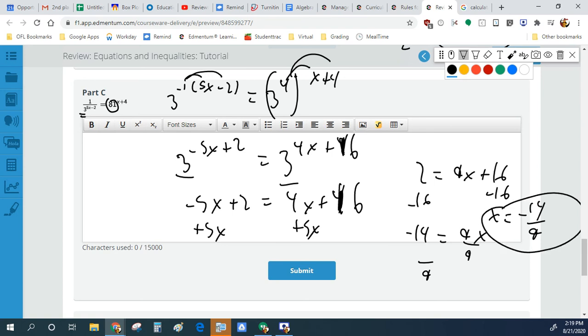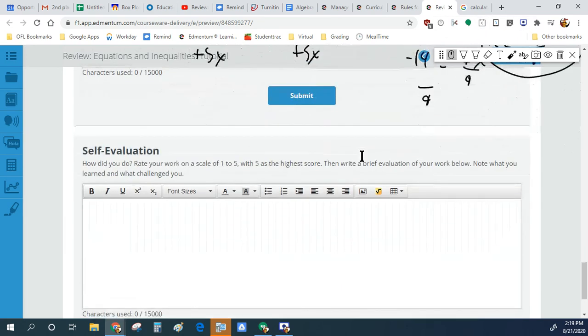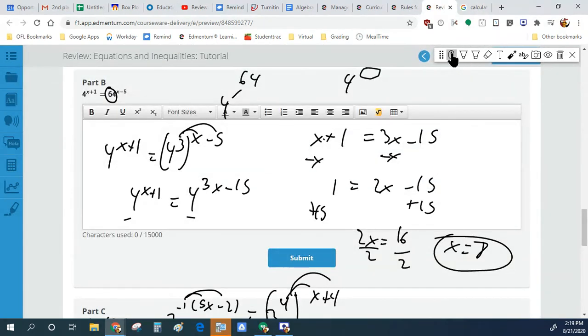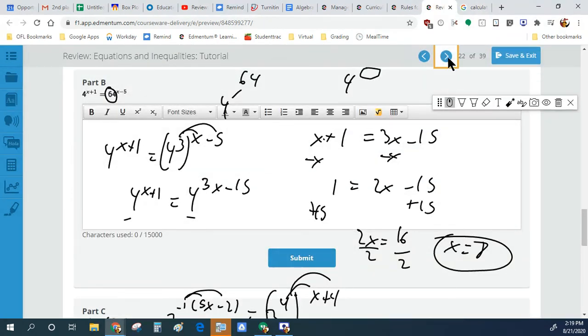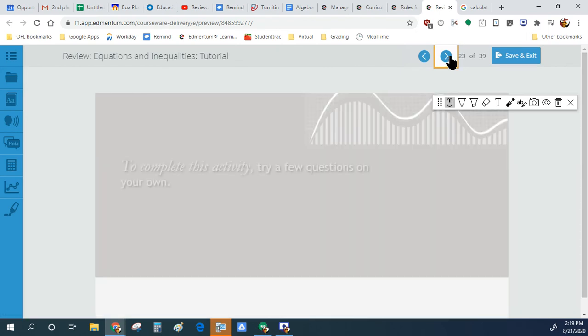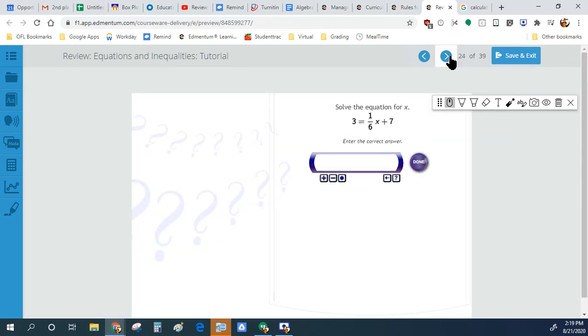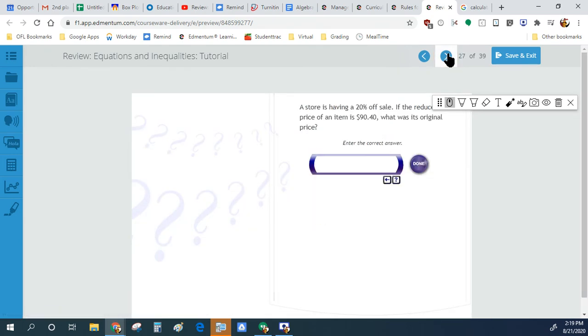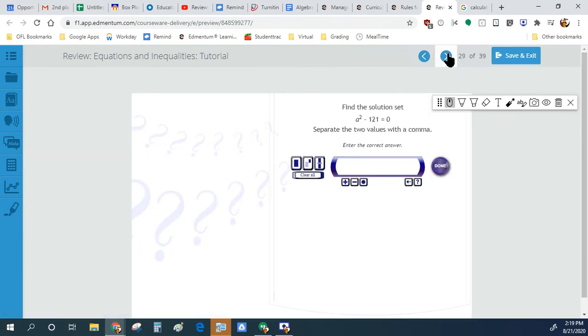That's our answer. Feel free to write it down on a piece of paper, take a picture, and upload it. Other than that, do your self-evaluation. Let's see what's next. After this, I believe it's just a bunch of practice problems as before. Again, if you need help doing these practice problems, feel free to make an appointment with me. This is going to be very similar to the application.